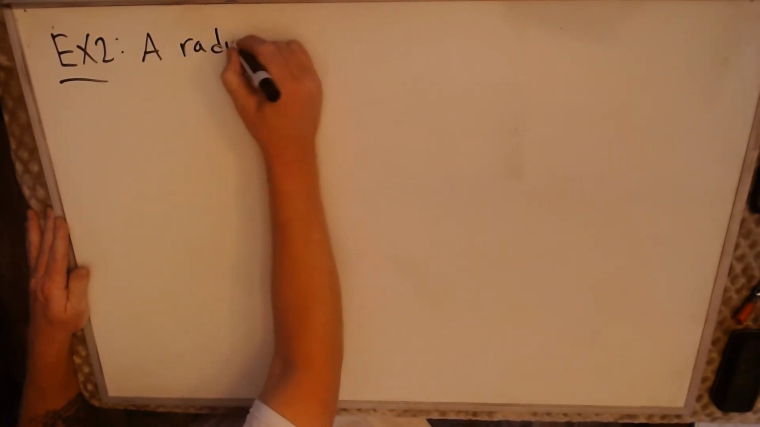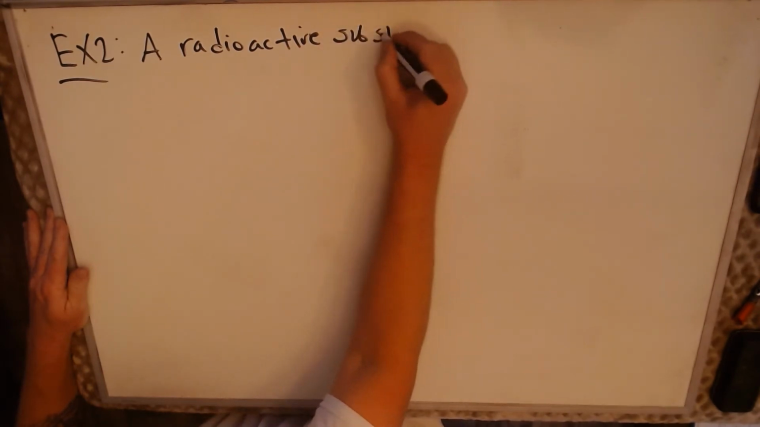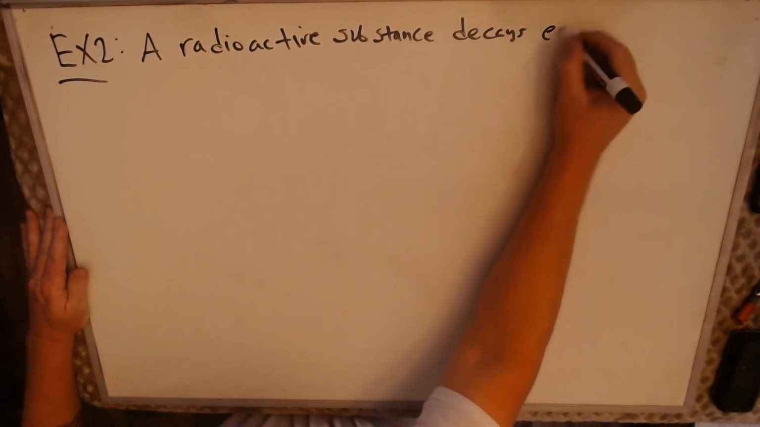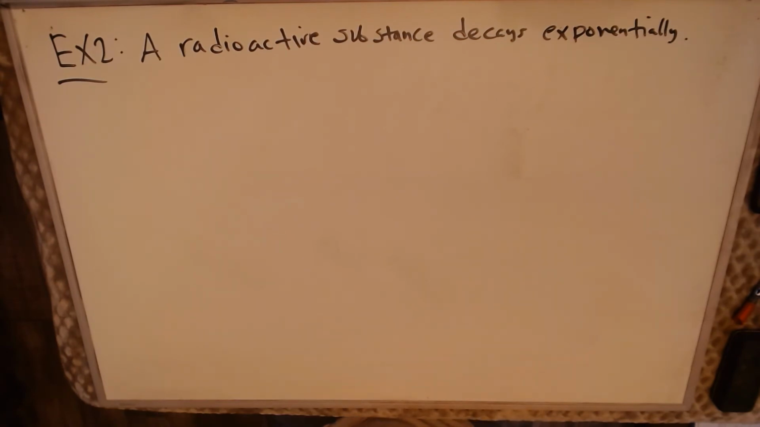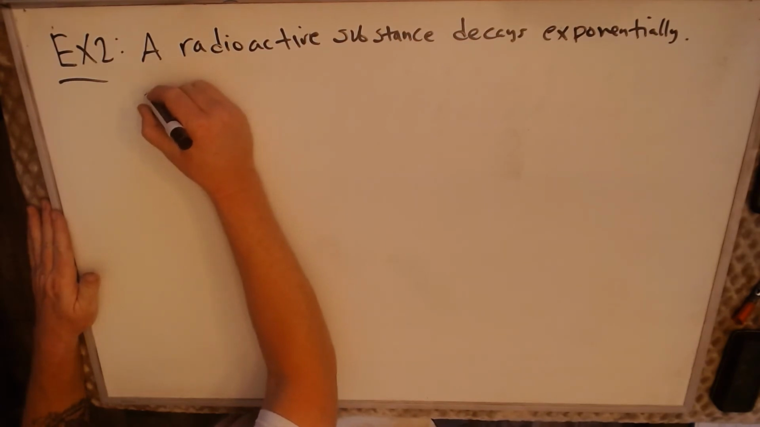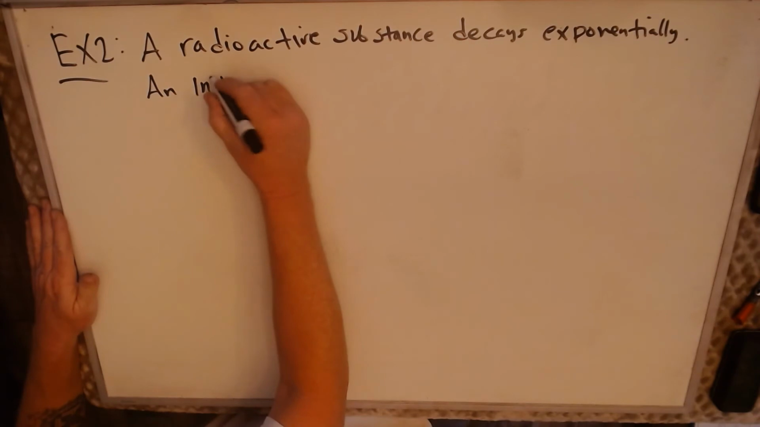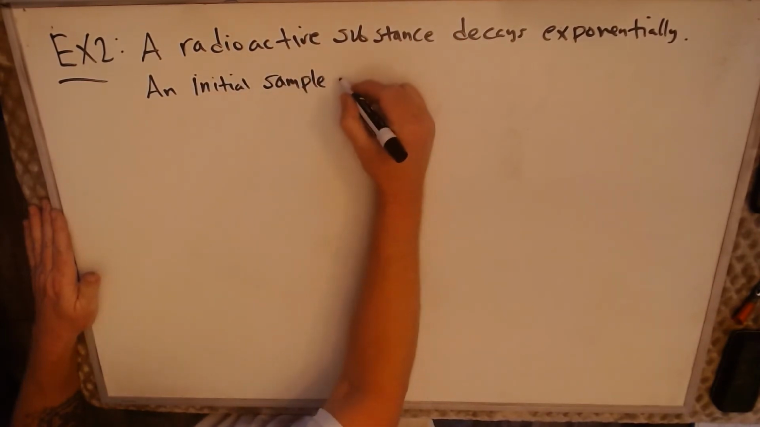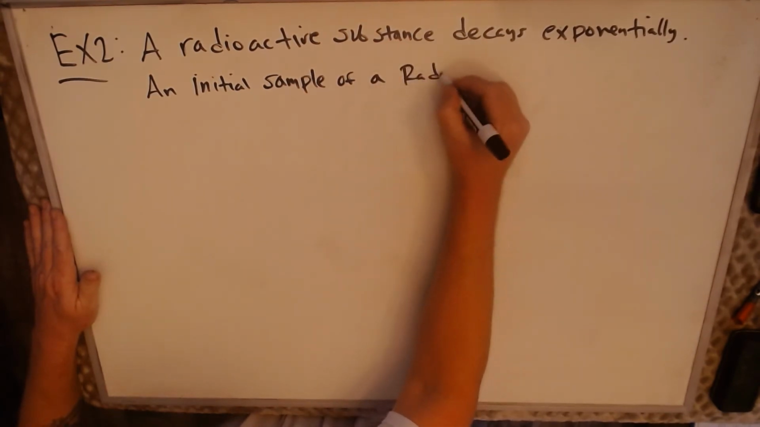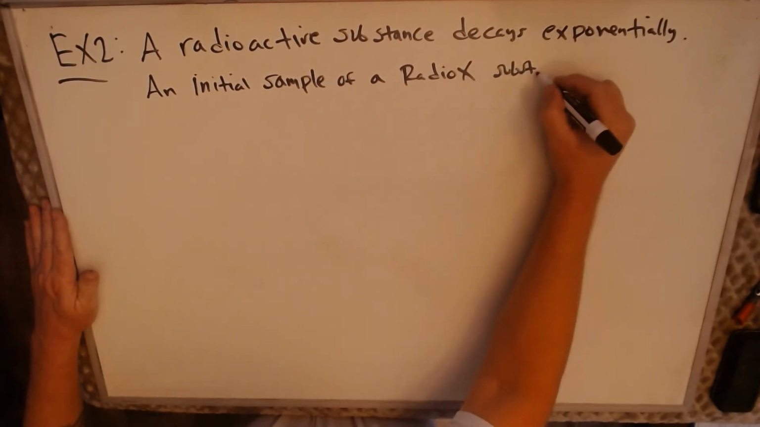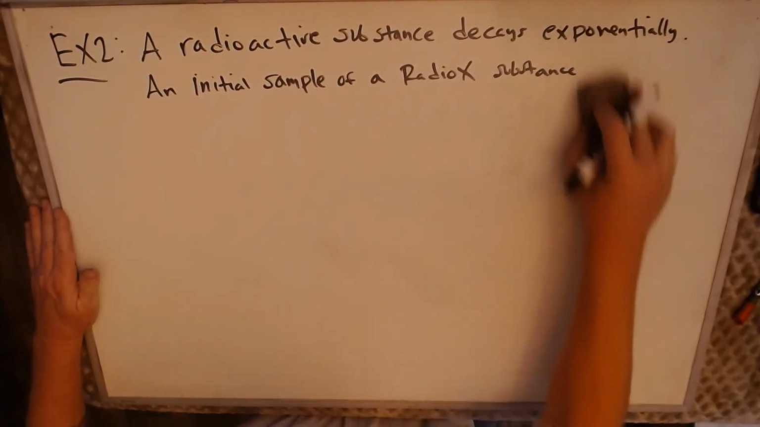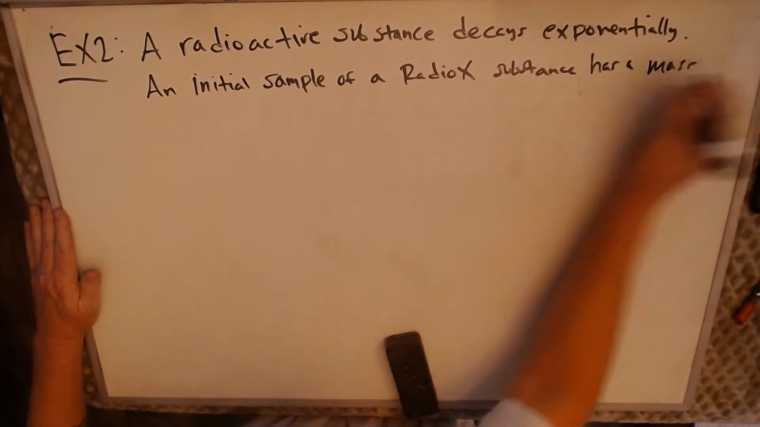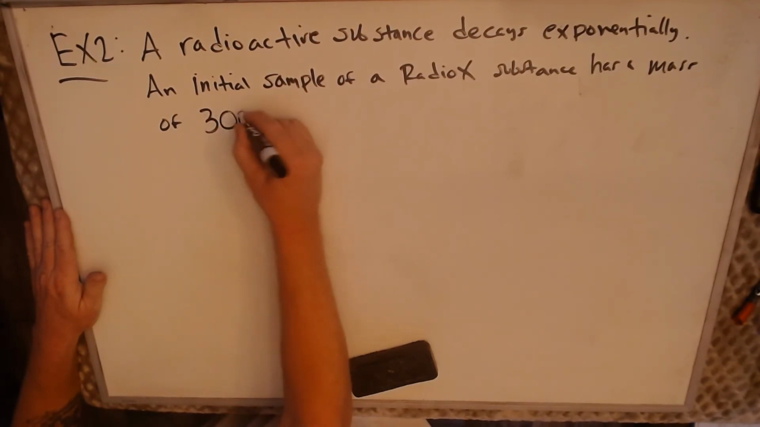Next, we're going to talk about decay. An initial sample of a radioactive substance contains, or has a volume, I should say. I'll say mass. 300 milligrams.